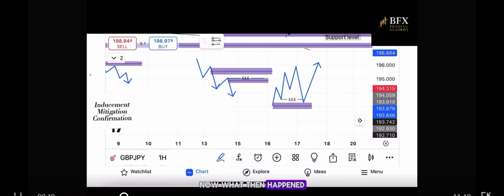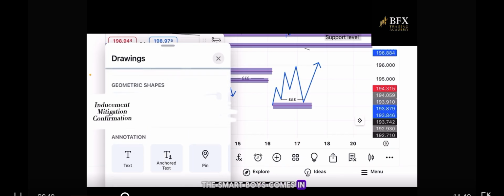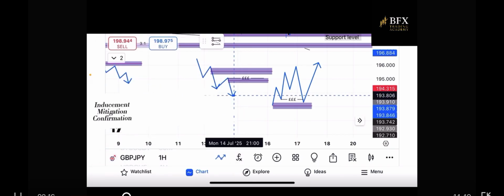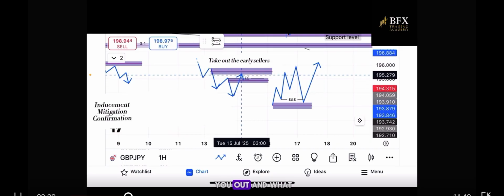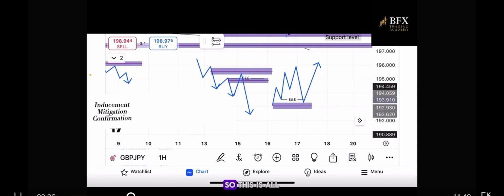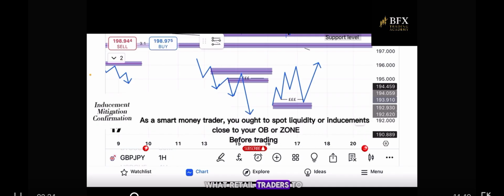Now what then happens? The smart boys come into the market, and what do they do? They take you out, and they reverse the price downwards. So this is all about the inducement. It's there to tempt retail traders to go in early.